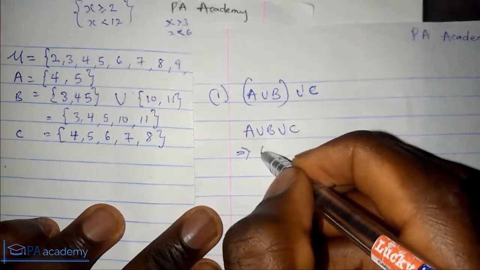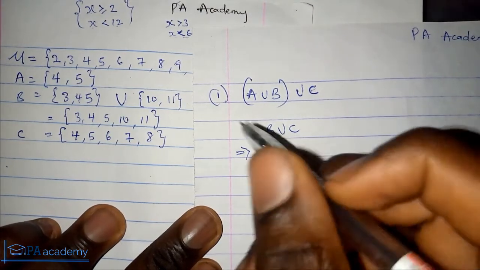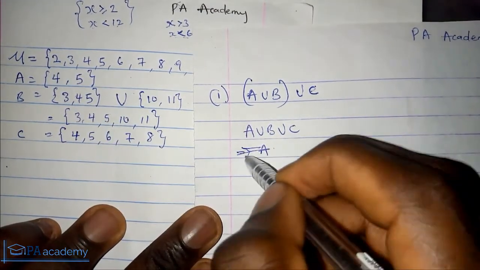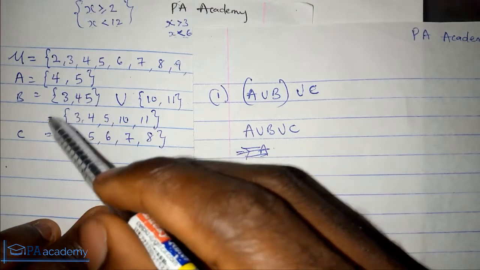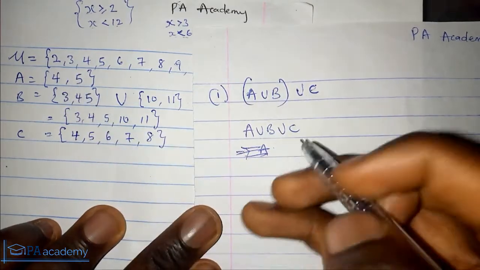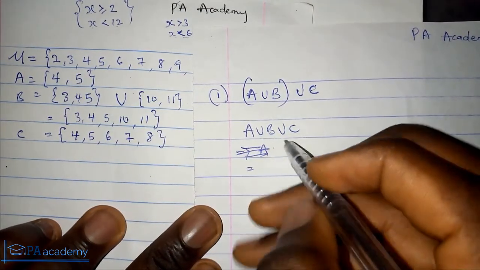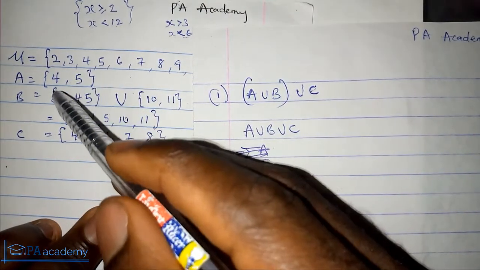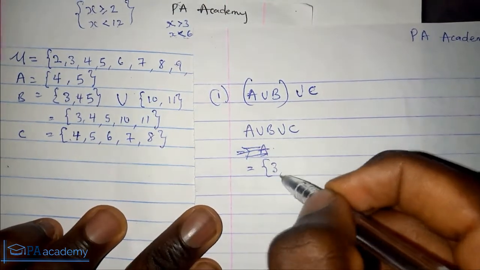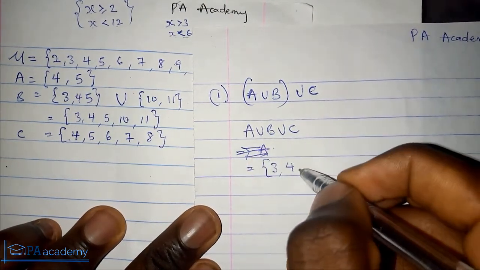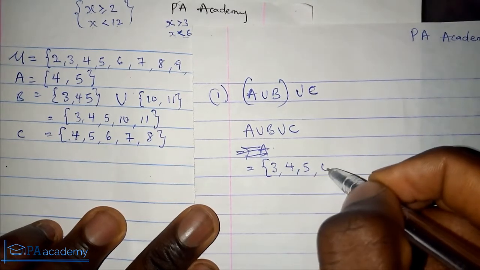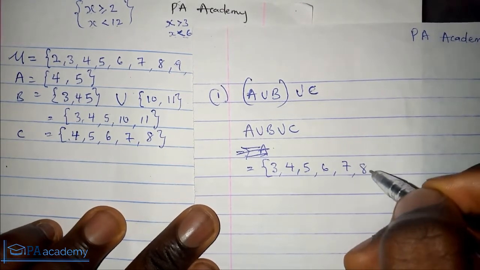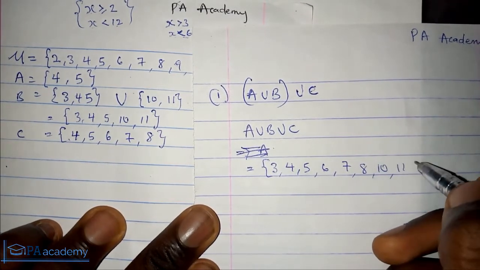So let me write for A. Okay, we can just look at it instead of writing it again. If you look at the elements in A, B, and C, they are 3, 4, 5, 6, 7, 8, 10, and 11.